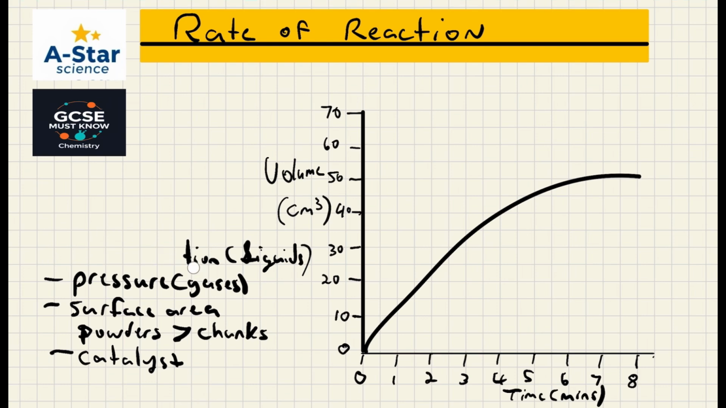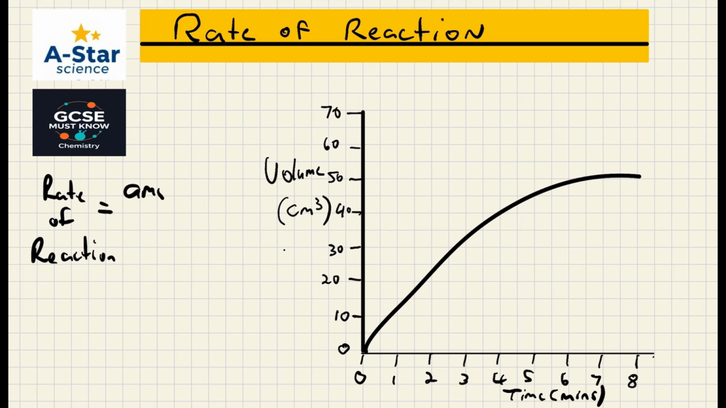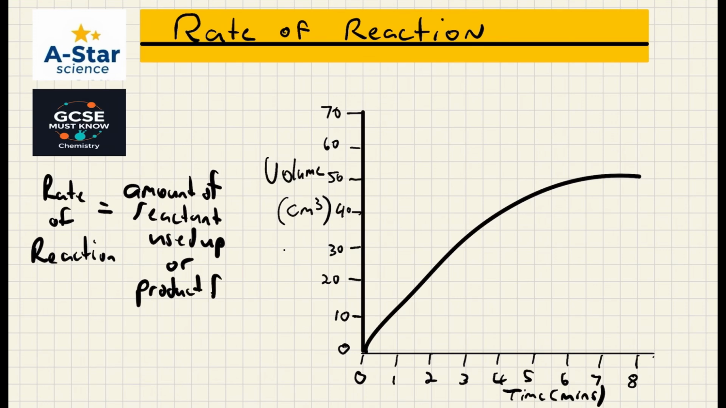Now, how do we determine the rate of reaction? Well, we can look at a formula first. So the rate of reaction is determined by the amount of reactant used up or product formed, all divided by the time taken.